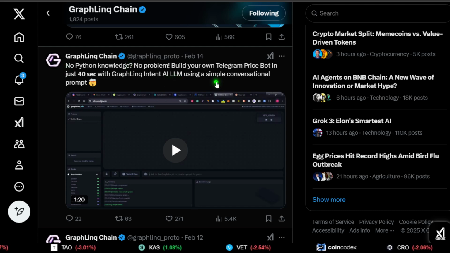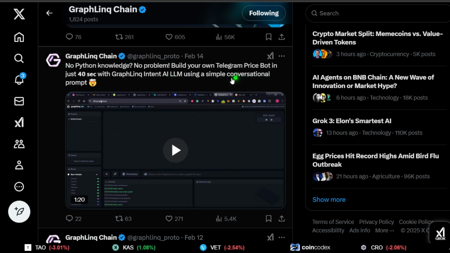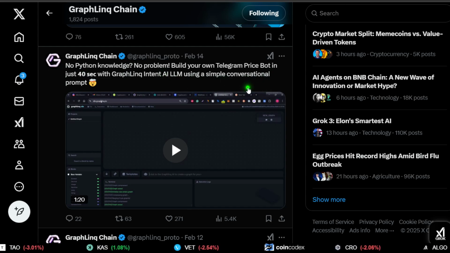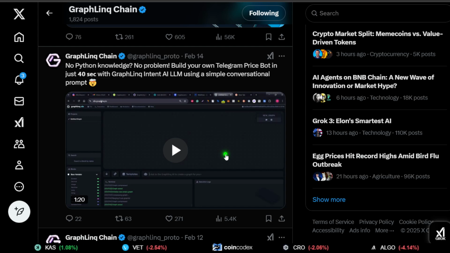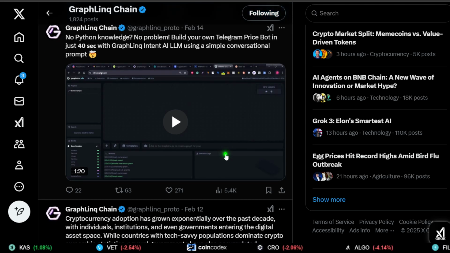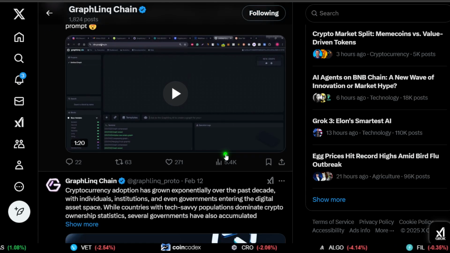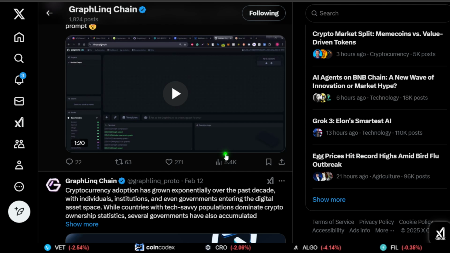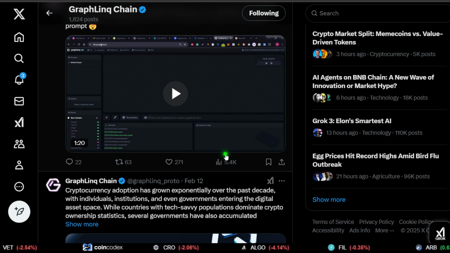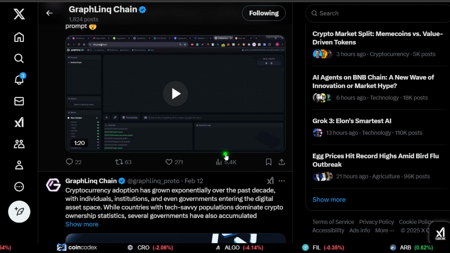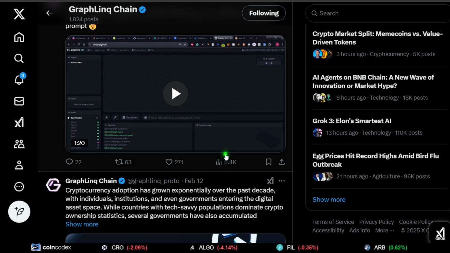No Python knowledge, no problem. Build your own Telegram price bot in just 40 seconds. Cool, you've got to admit, this is great. You can actually get a bot that does something very quickly. The problem is I don't see any bots being made. And I think that they need to incentivize ecosystem growth. And you guys know that when I do my deep dives, I focus heavily on the ability to show ecosystem growth. Where is the ecosystem growth for this project?